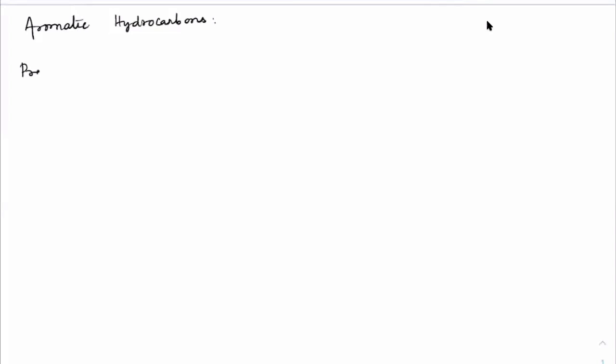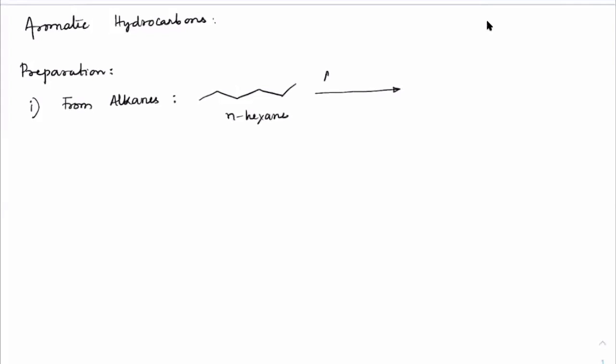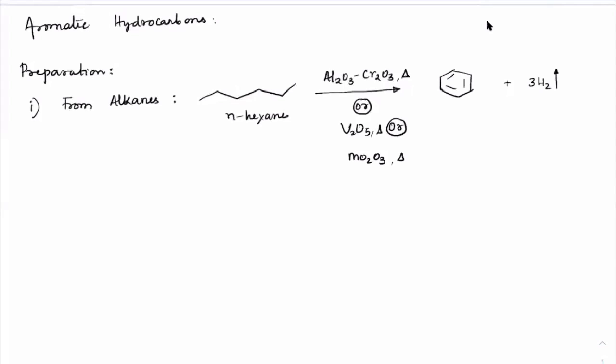Let's see the preparation reactions here. So in case you have n-hexane, this is n-hexane, and treat that with Al2O3, Cr2O3, right? Al2O3, Cr2O3, or we can use vanadium pentoxide, or we can use molybdenum trioxide, and heat. Then we shall get benzene. This is from simple alkanes.